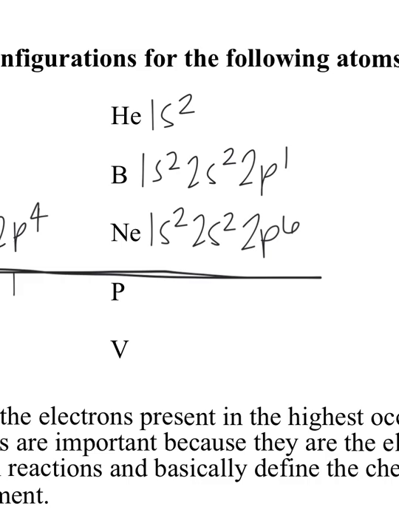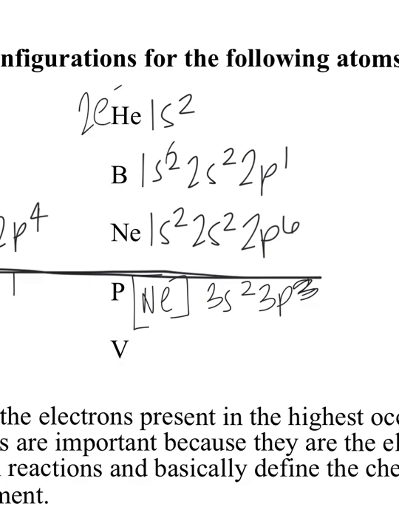Phosphorus, up a row all the way to the right, I have neon, and then I have 3s2, 3p3, my bad. Okay, remember these exponents should add up to your total number of electrons, so helium has 2 electrons, boron has 2 and 2 and 1, which is 5, 2, 4 plus 6 is 10. Okay, so your exponents should always add up to the total number of electrons.